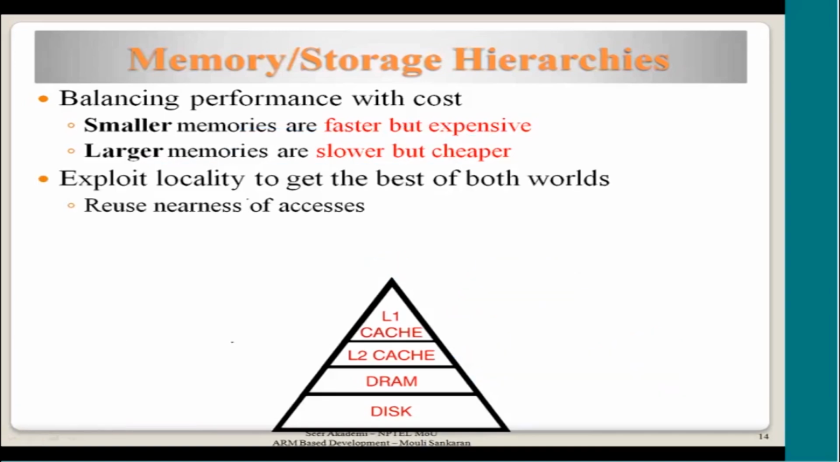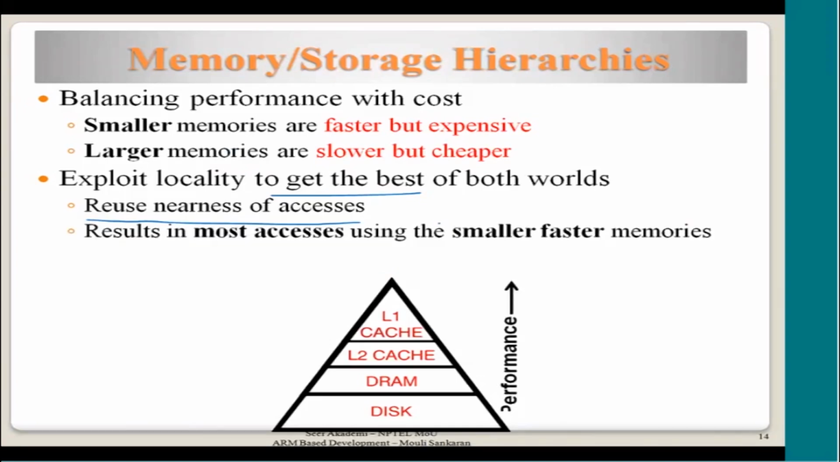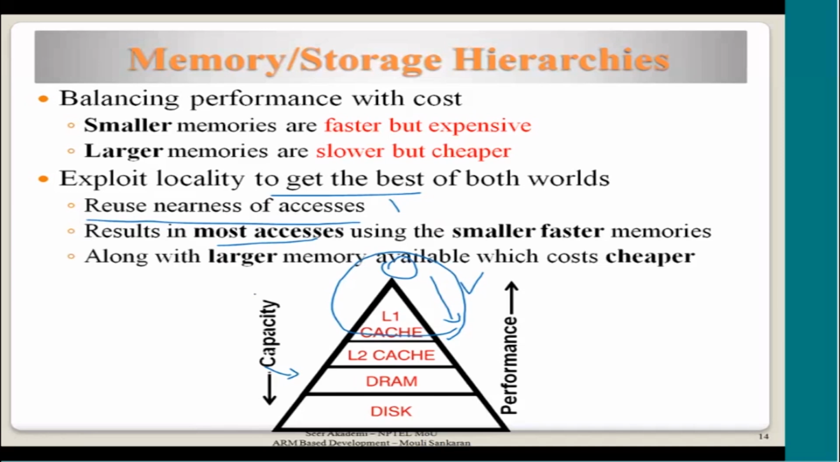Exploit locality to get the best of both worlds. What I am saying is, since our programs have a beautiful property called locality of reference, why don't we make use of it? Because the programs running in the CPU are going to access the data or instructions in the cache more frequently compared to what is in the main memory, you get the best of both worlds. Most accesses are to the faster memory, and a larger memory is available at a cheaper cost.